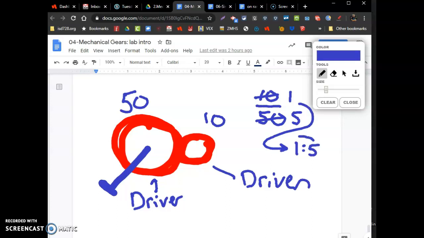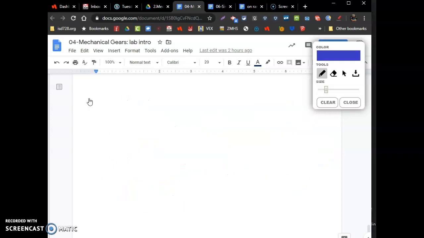Meaning, look here: if I spun this one time, one full spin, I would get 1, 2, 3, 4, 5. Why? Because 50 teeth are spinning, and they mesh against these 10 teeth. Makes sense. 10 teeth, 20, 30, 40, 50. So a ratio is just comparing one to the other. Okay? So that's the gear ratios for that one.